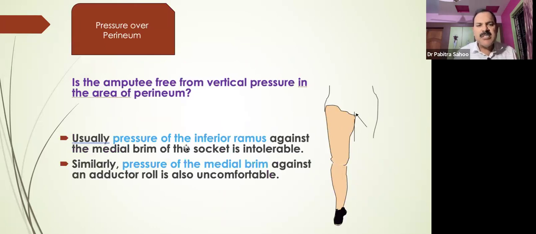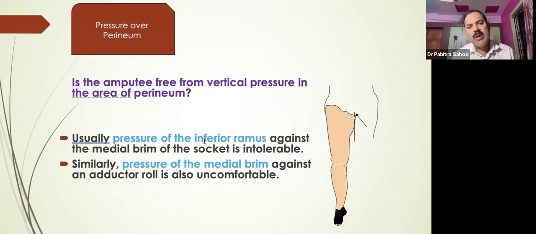As I said, if there is a tilt, there may be a problem in fabrication of the prosthesis, and there can be undue pressure over the perineum. How will you say that? See whether the amputee is free from vertical pressure in the perineum or not, especially the inferior ramus, that is the ischiopubic ramus, and the pressure of the medial brim over the adductor roll. These two things really cause discomfort. These two are the pressure sensitive areas: the adductor roll on the medial side, and the ischiopubic ramus.